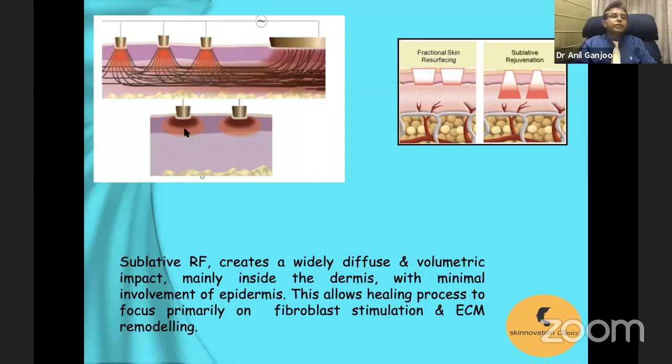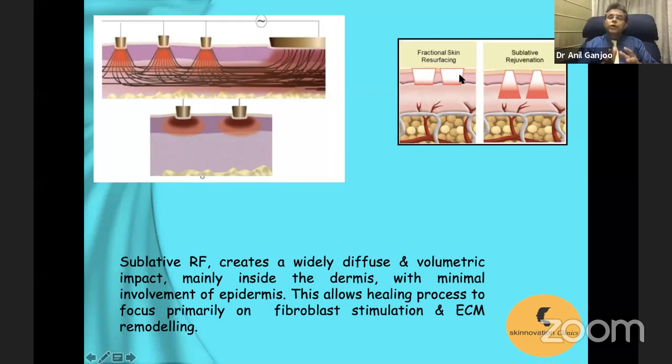And from these electrodes, as you can see in this diagram on the left side, electric energy travels from the positive to the negative electrode, and this causes heating up of the tissue. The distance between the electrodes here becomes very important. The more the distance between the electrodes, the deeper the energy travels and deeper you would go into the skin.